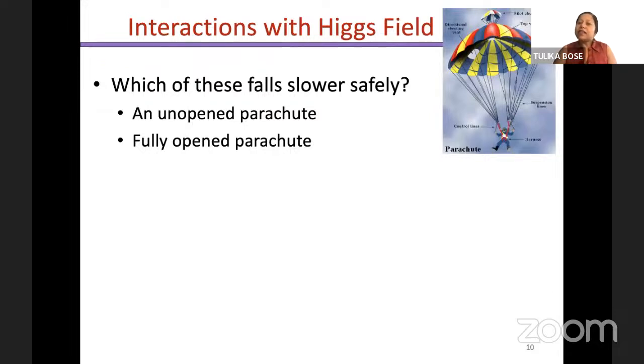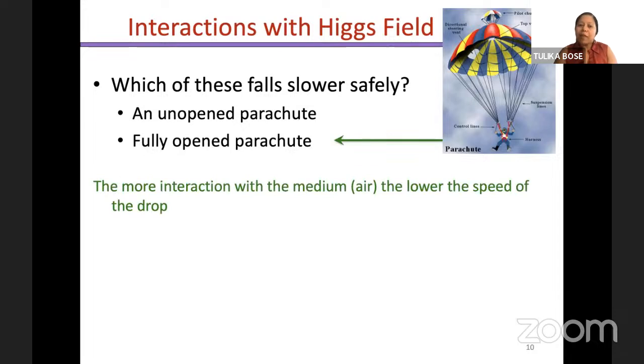Now, in order to understand the Higgs, it's sometimes useful to look at some analogies, because it's a very challenging theoretical concept. For that, I'll invite you to take a look at this picture, which shows a parachute and a person attached to it, falling down through the air. The question is, if you were in this position, what would you rather have, an unopened parachute or a fully opened parachute? I think almost all of you will agree that what you really want is a fully open parachute, because that's the safest way to come onto the ground.